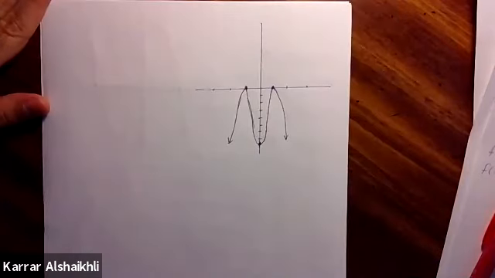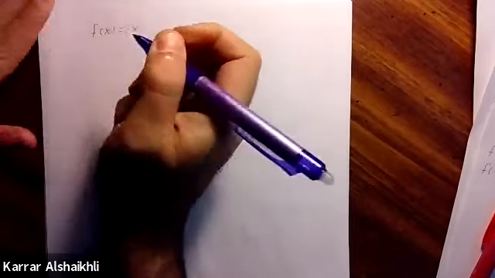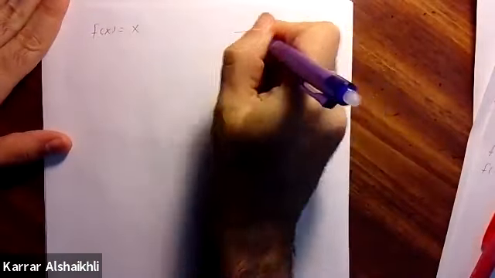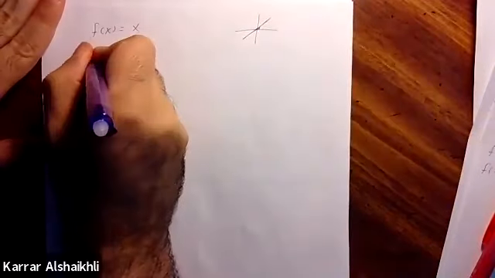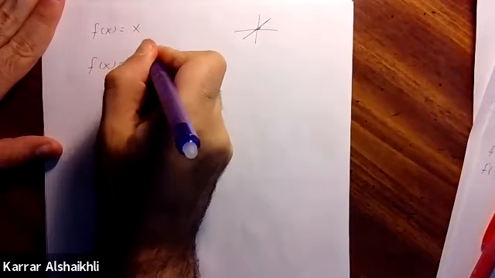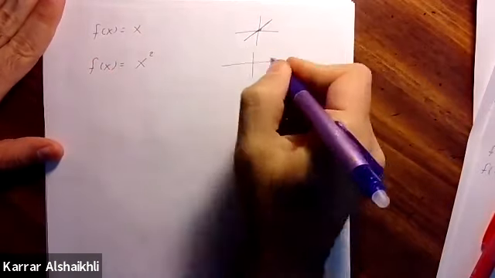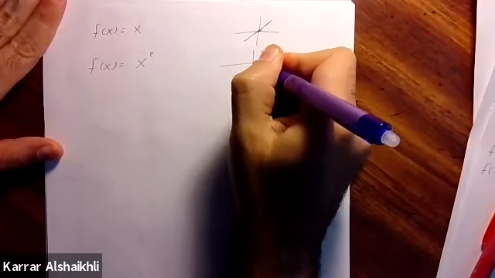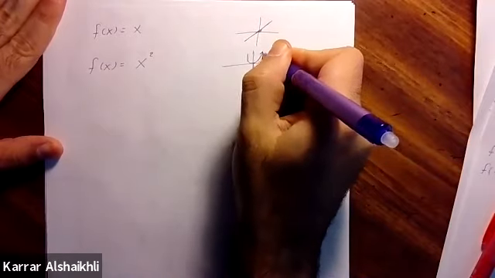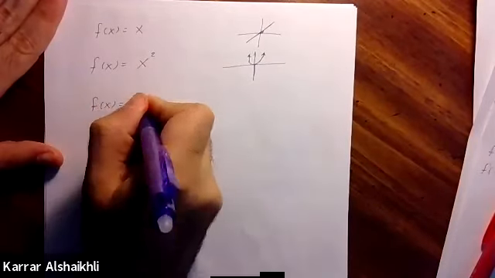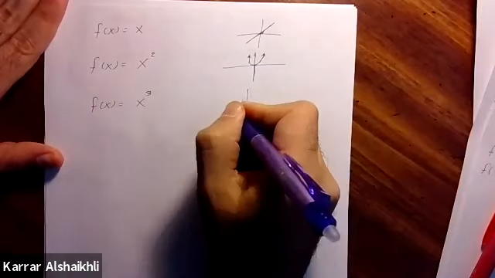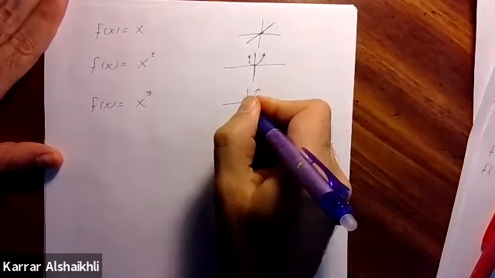If you remember, because we're going to use these: f of x equals x, the graph of this function looks like just a straight line like this. f of x equals x squared, the graph of this function looks like the U. f of x equals x cubed, the graph of this function goes up on this side and down on this side.